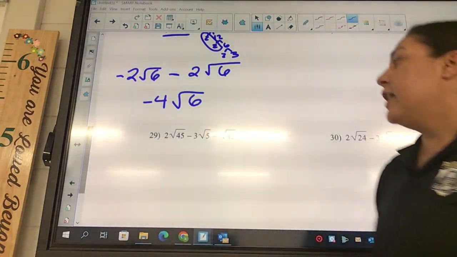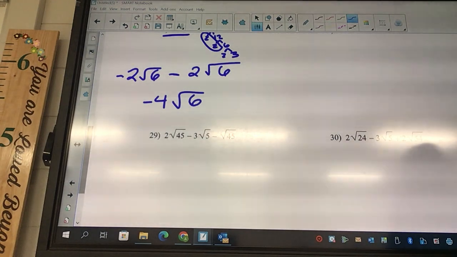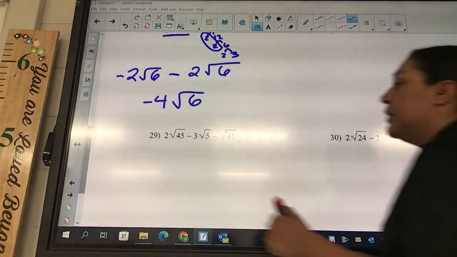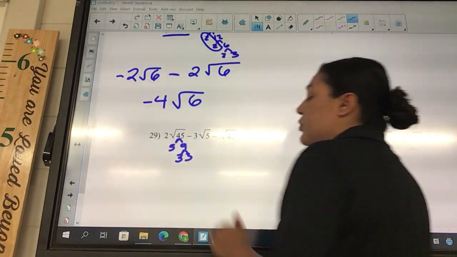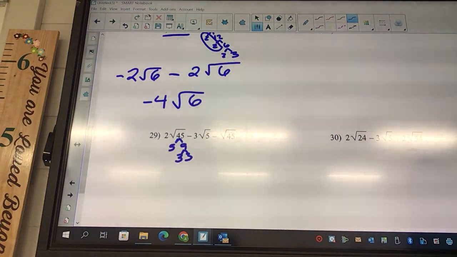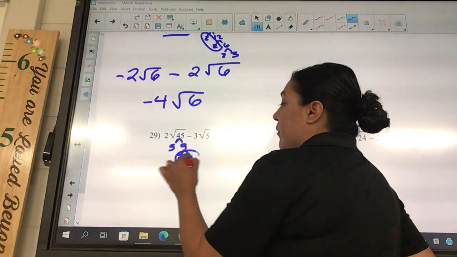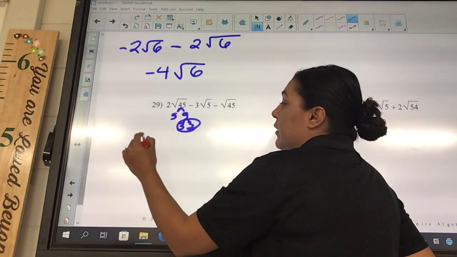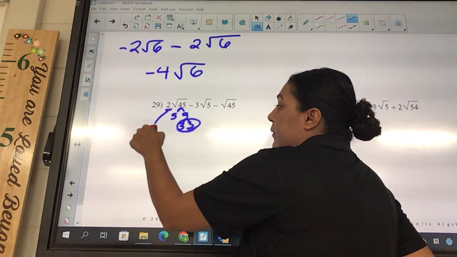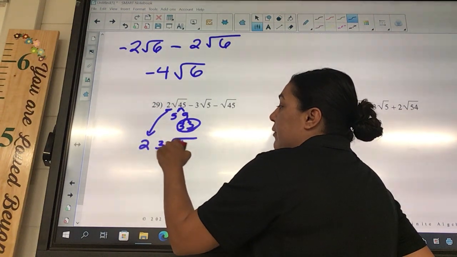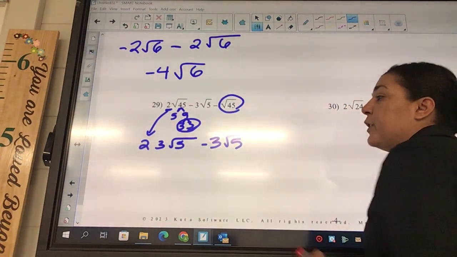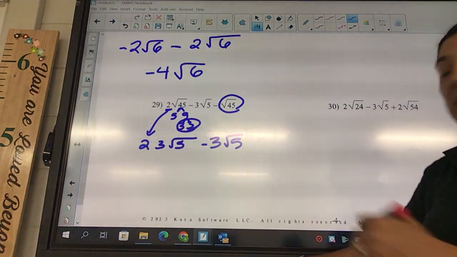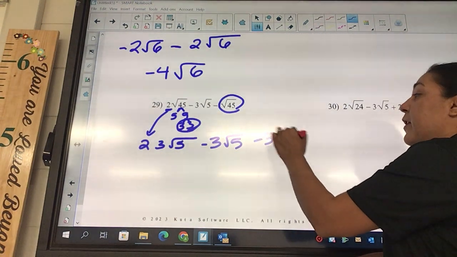Okay, look at 29. Do they have the same numbers underneath? No. All 3 would have to have the same number. So we can simplify this 45. It's going to be 5 and 9, 3 and 3. So who can go? The 3s. Who can't go? The 5. So this is going to look like 2, because they're the original 2s right here, 3 square root 5. The other one, because it's a 45, 45 really becomes a 3 square root 5. So it's going to be minus 3 square root 5.